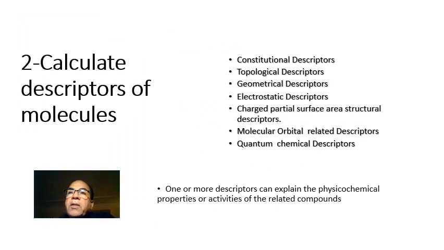The second step: calculate descriptors of molecules. There are different types or different classifications of descriptors: constitutional descriptors, topological descriptors, geometrical descriptors, electrostatic descriptors, charged partial surface area descriptors, molecular orbital related descriptors, and quantum chemical descriptors. One or more descriptors can explain the physicochemical property or activity of the related compound.